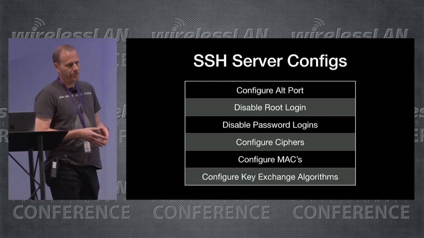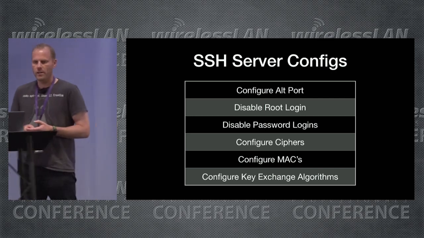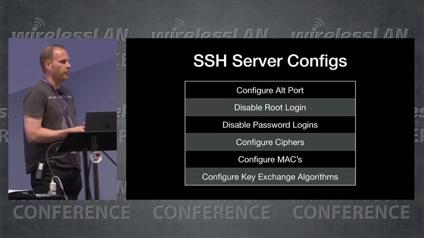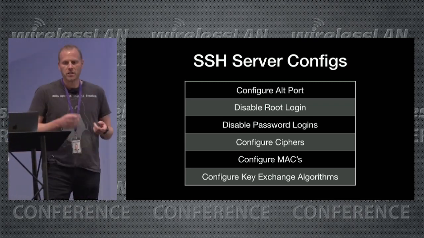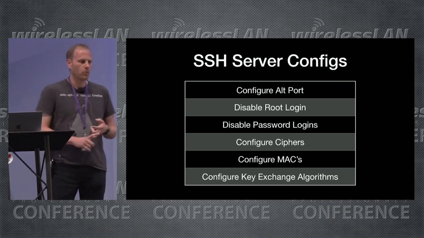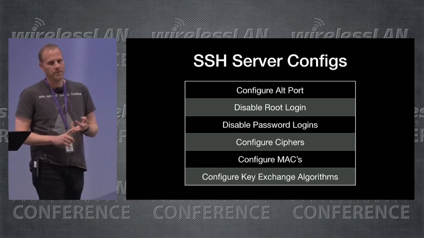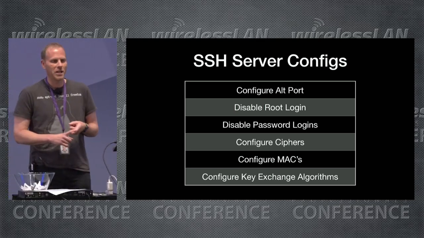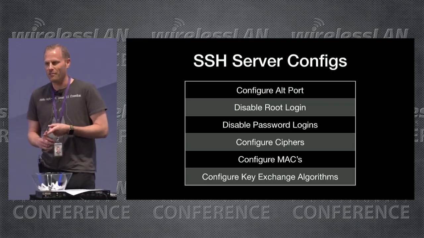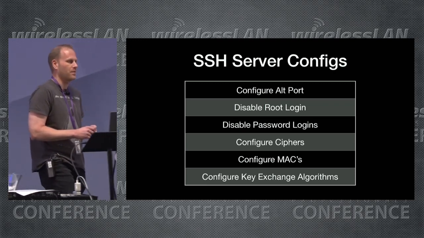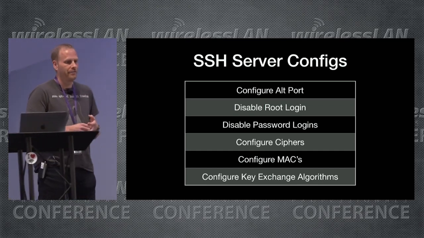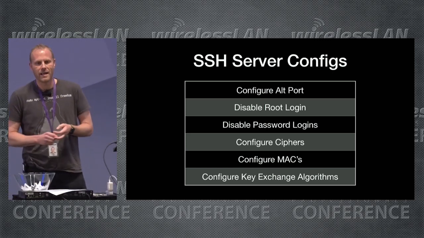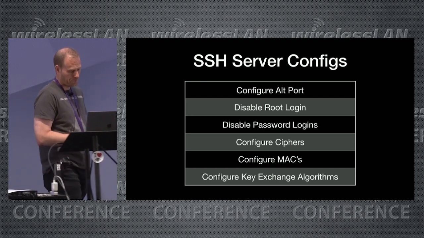With the SSHD config file, which is the main configuration file for your SSH servers, there are some really quick things you can do to increase the overall security of your SSH server. You can configure alternate ports, disable root login, disable password-based logins. Of course, if you disable password login, ensure that your public key works. Otherwise, you're going to lock yourself out. Hopefully, you would have physical access to that box. You can also configure and prioritize the ciphers, message authentication codes, as well as the key exchange algorithms that are used.